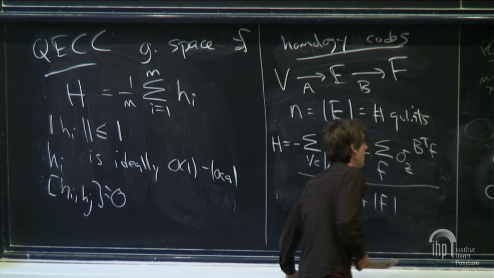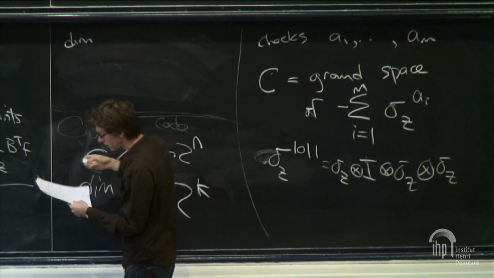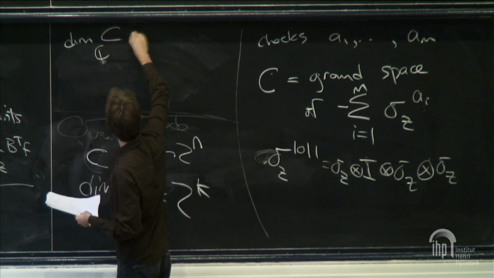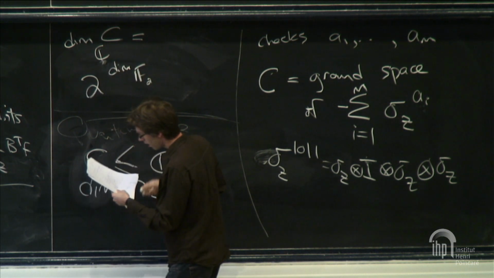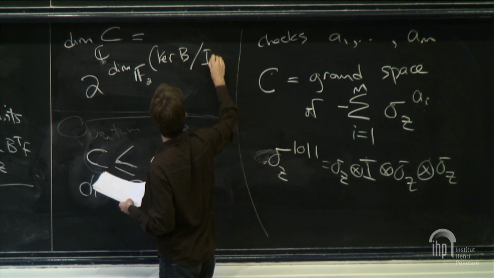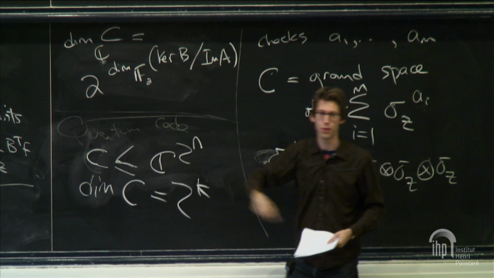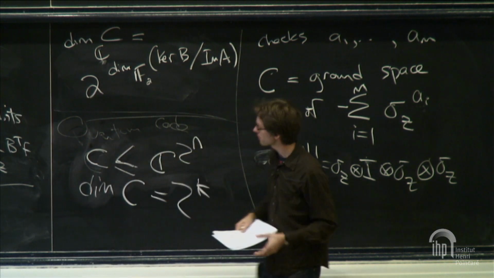And you can show that this code has a dimension. Let me be clear about dimension. The complex dimension of the code is 2 to the F2 dimension of the homology space, the kernel of B divided by the image of A. In other words, the non-trivial loops, the loops that are not themselves the borders of sets of faces.